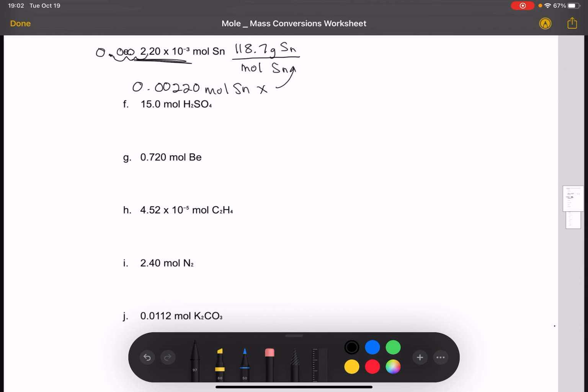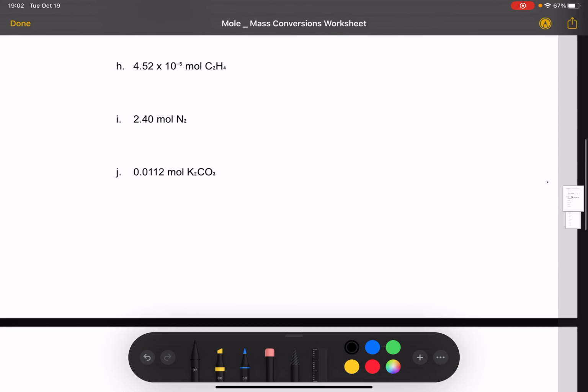Now I'm going to multiply that by my conversion factor, which is right there. I'm not going to rewrite it. So my moles of tin cancel out, and I have 0.00220 times 118.7. This is just a tiny fraction of a mole of tin. So 118.7 times 0.00220 equals 0.26114 grams of tin. That's the only thing you would have to do with scientific notation.